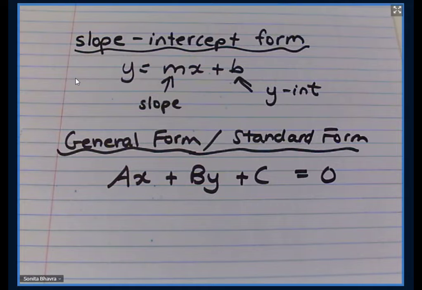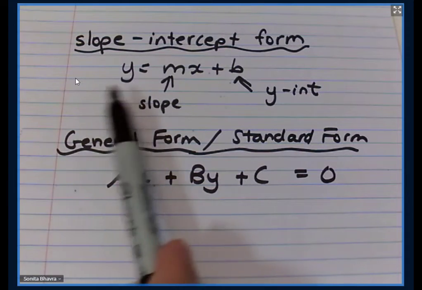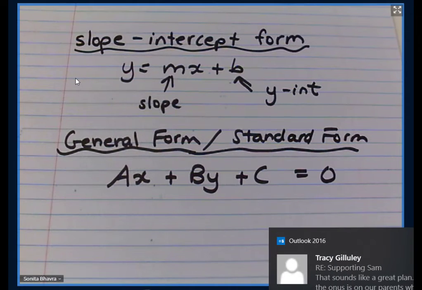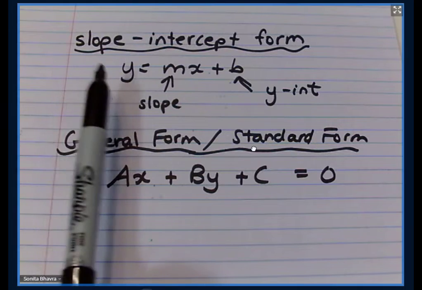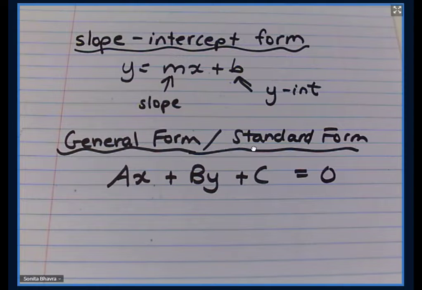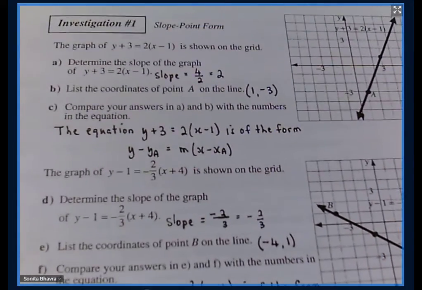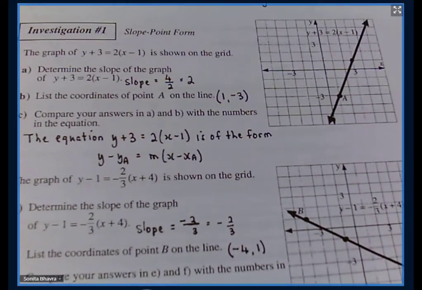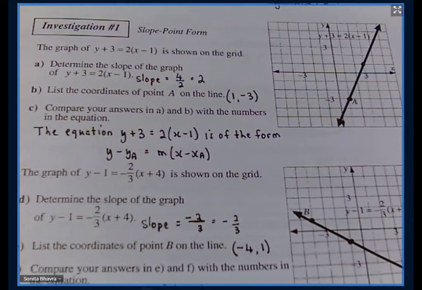Those were the two forms we've looked at so far, and we also were able to go back and forth between the two forms. Let's take a look at our next example, our investigation on the slope-point form. I'm just going to bring this in here, and we're going to take a look at this first investigation.